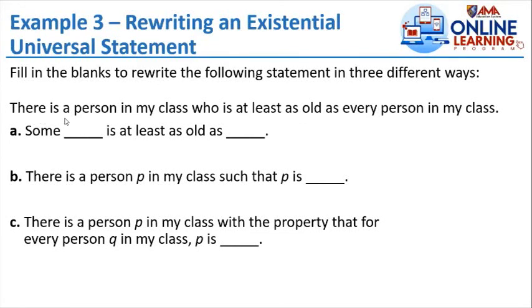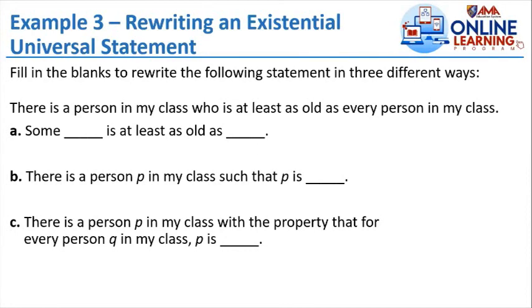The given is, there is a person in my class who is at least as old as every person in my class. Ayan. So, if you try to understand this, so kumbaga, mostly ng mga students niya is on the same age. Kasi may person daw sa klase niya wherein halos kaedad niya yung lahat ng tao doon sa class na yon. Ayan. So, some blank is at least as old as blank. Sige. Ano kaya?